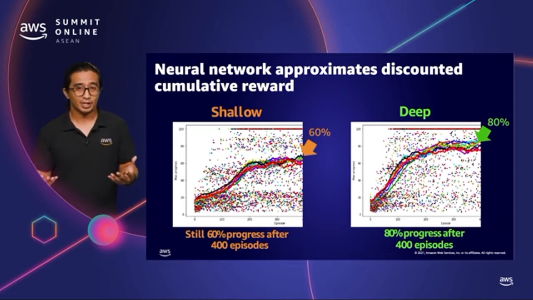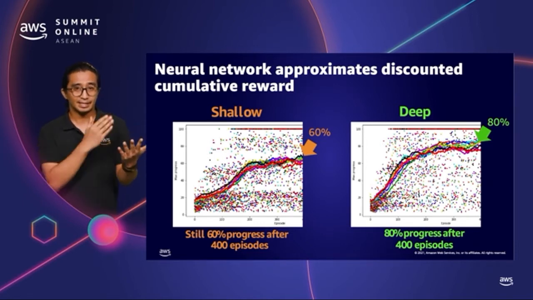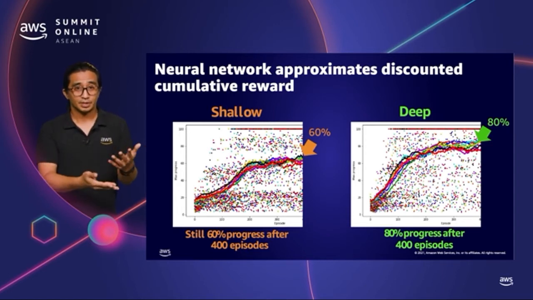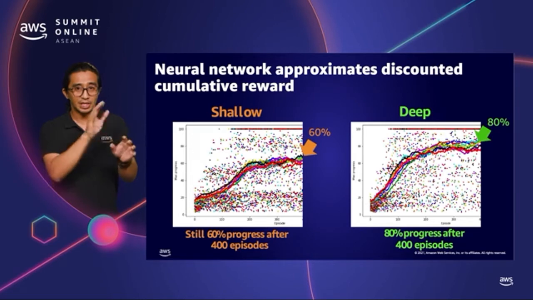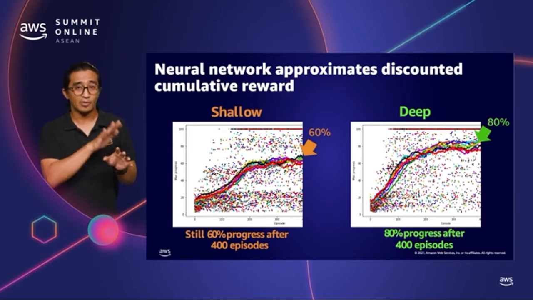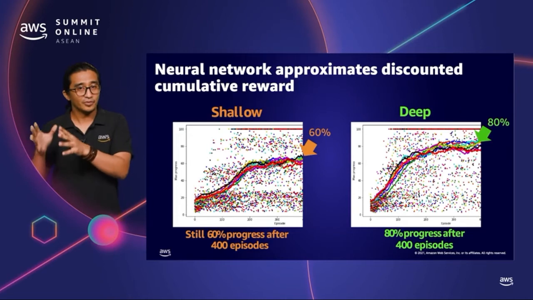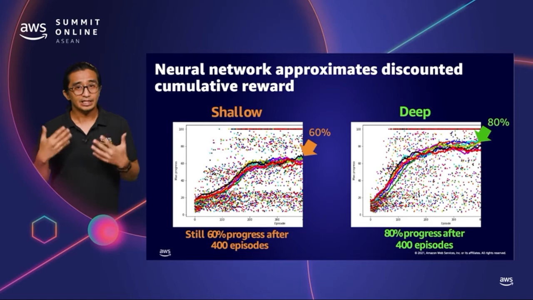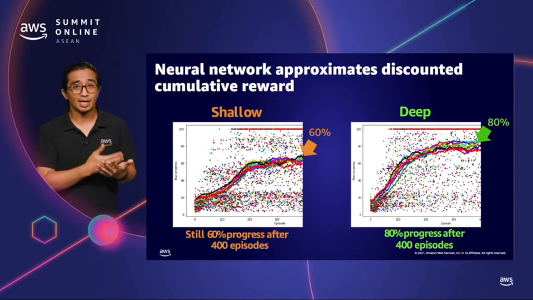Now what we have on the screen here are two graphs. On the left side, we have a shallow network, and on the other side, we have a deep neural network. Now let's evaluate the progress. On the y-axis, this indicates the progress that the agent makes as it's learning this new reward function. So if you look at these two curves, on the shallow network, after 400 episodes, our vehicle, our agent, can learn to go over 60% of the track. On the other side, when we look at after 400 episodes, our deep neural network can do 80% of the track. And this means it achieves a higher progress rate across the track.